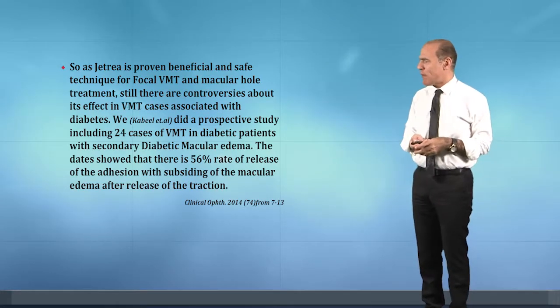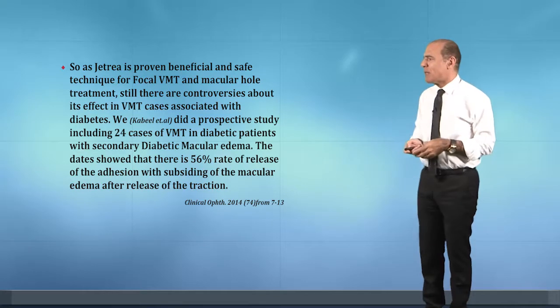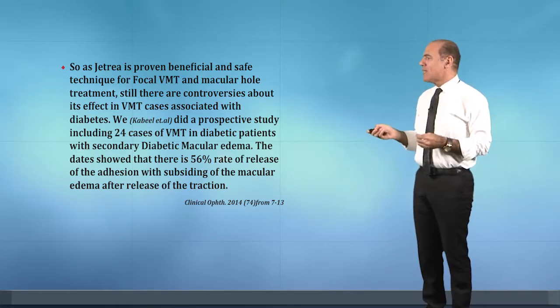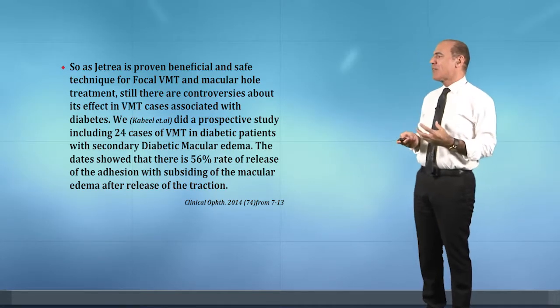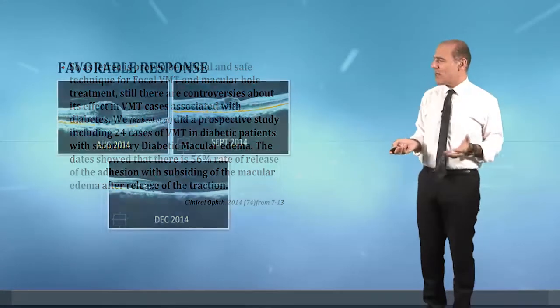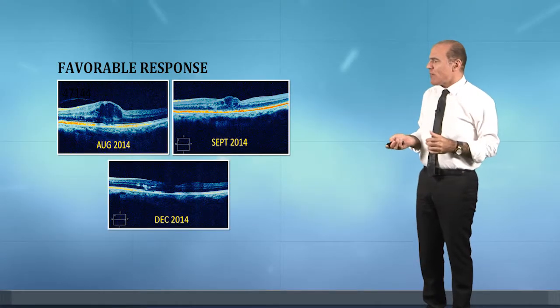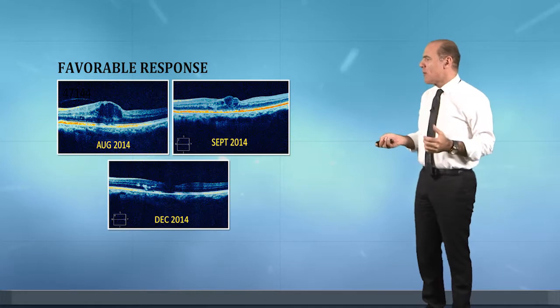I included 24 patients with vitreomacular traction in diabetic patients with secondary diabetic macular edema, and they showed a 56% rate of release of the adhesion. Sometimes it works, sometimes it doesn't. It depends on the site and the size of the adhesion. Some are favorable, yes. We can show this patient in August 2014.